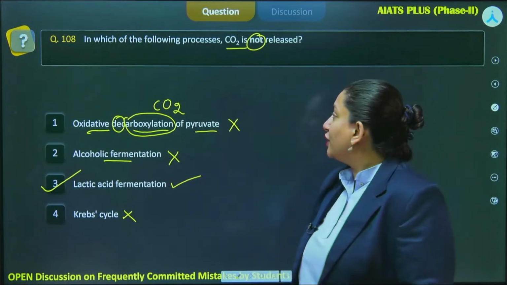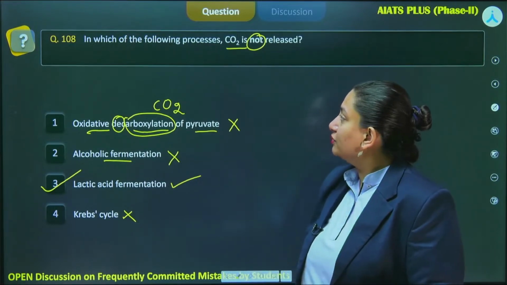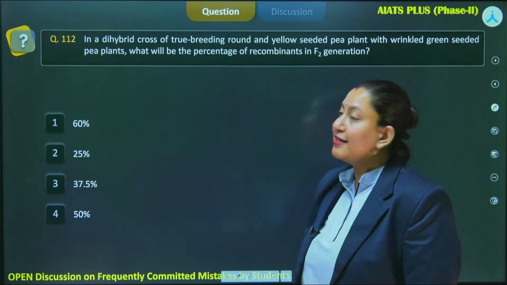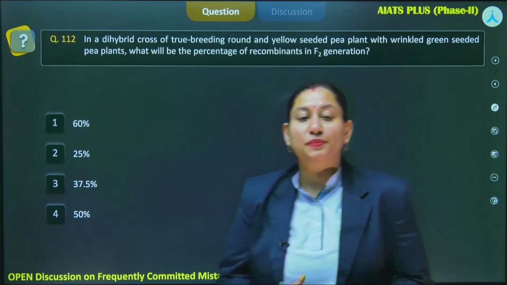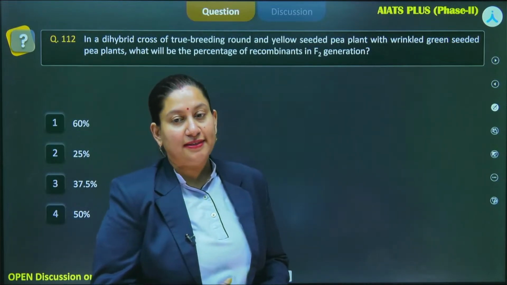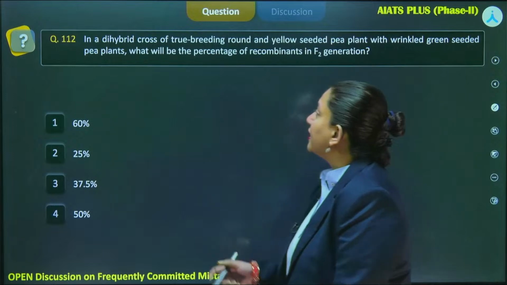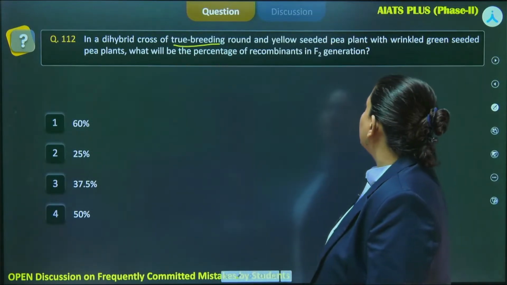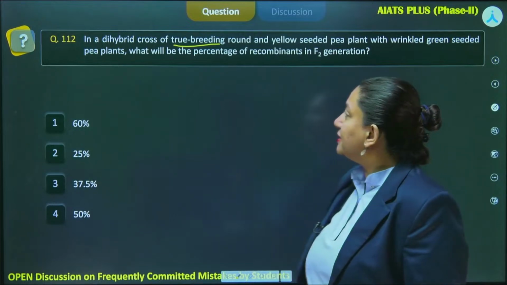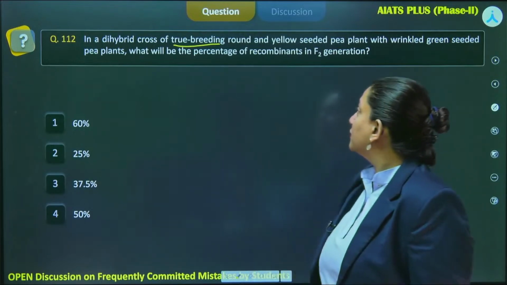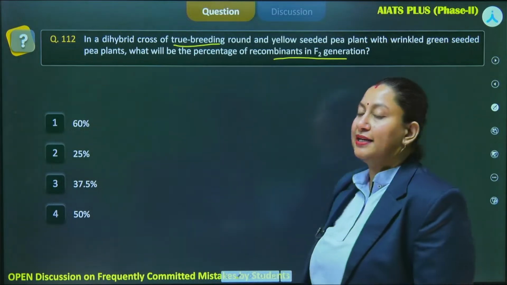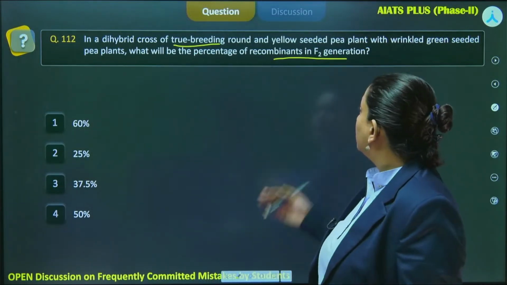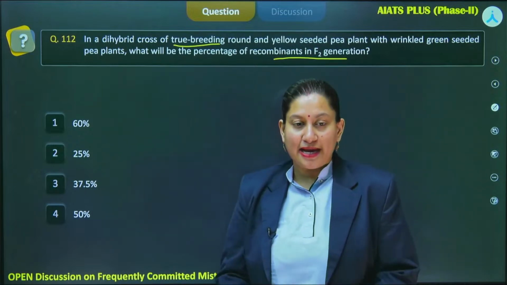Okay. So now let's move ahead to another question which talks about a dihybrid cross. That means this belongs to principles of inheritance and variation. This question says that in a dihybrid cross of a true breeding round and yellow seeded pea plant with wrinkled green seeded pea plant, what will be the percentage of recombinants in F2 generation? So this is a very classical dihybrid cross.